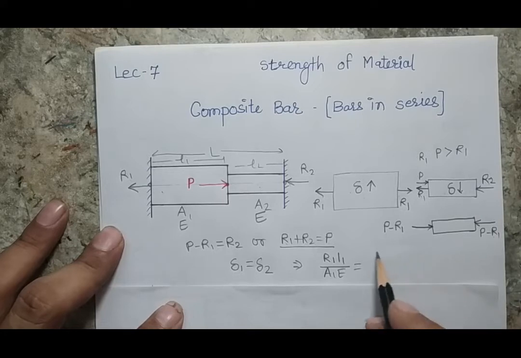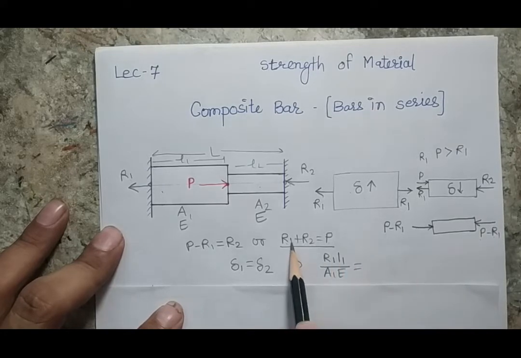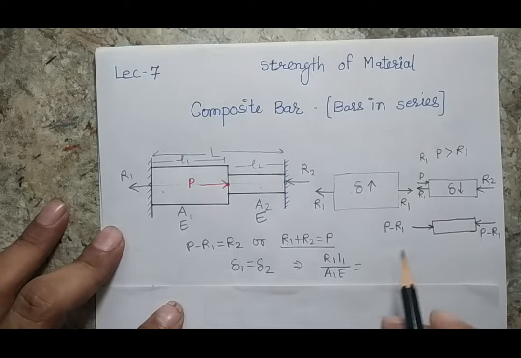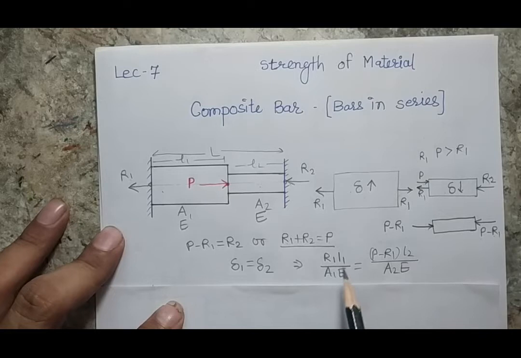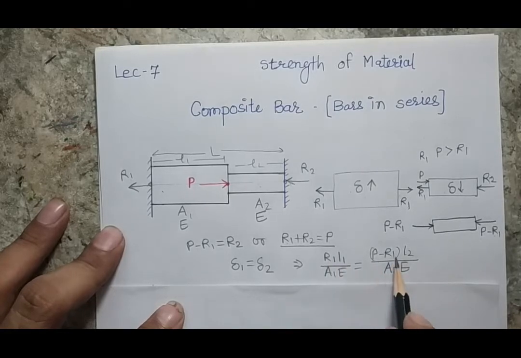So I will put R2 and then I can use this equation to put the value, or directly I can use that. So I will get P minus R1 into the length of the second bar L2, then the cross section area and the Young's modulus. So now this is my final equation. From that I can get the value of R1 if I know the P value, and once I get the R1, I will get the second reaction force.